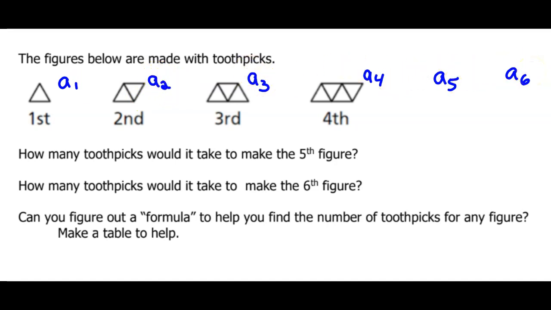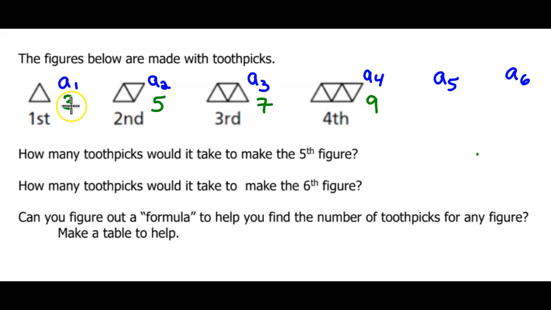And then below that I'm going to write how many toothpicks are in each one. My first one has 3 toothpicks. My next one has 5. And then we have 7. You can count them up: 1, 2, 3, 4, 5, 6, 7. And then 9. As I look at this, hopefully you see a pattern there.